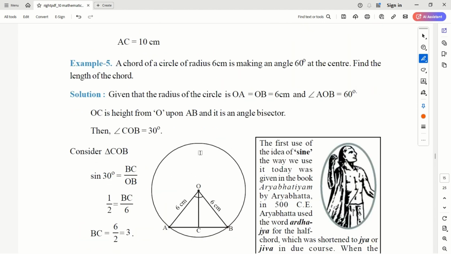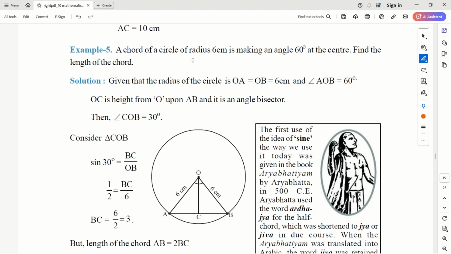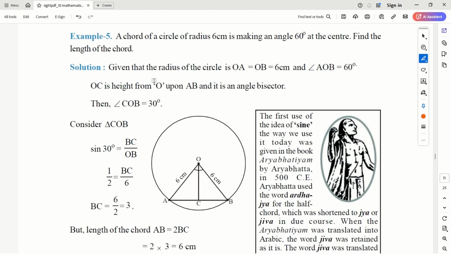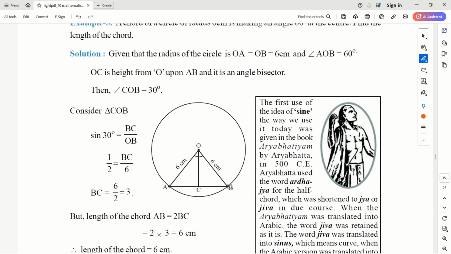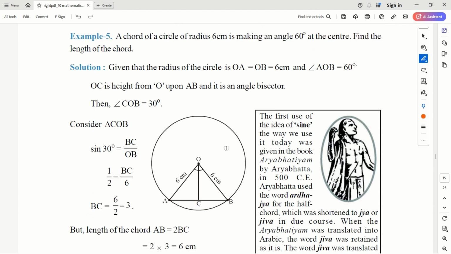Okay. Next example. A chord of a circle of radius 6 centimeters is making an angle of 60 degrees at the center. Find the length of the chord. So this is the chord. This chord is making an angle of 60 degrees at the center, so this angle AOB is 60 degrees. Obviously, if you draw a perpendicular, AOC is 30 degrees, COB also 30 degrees.